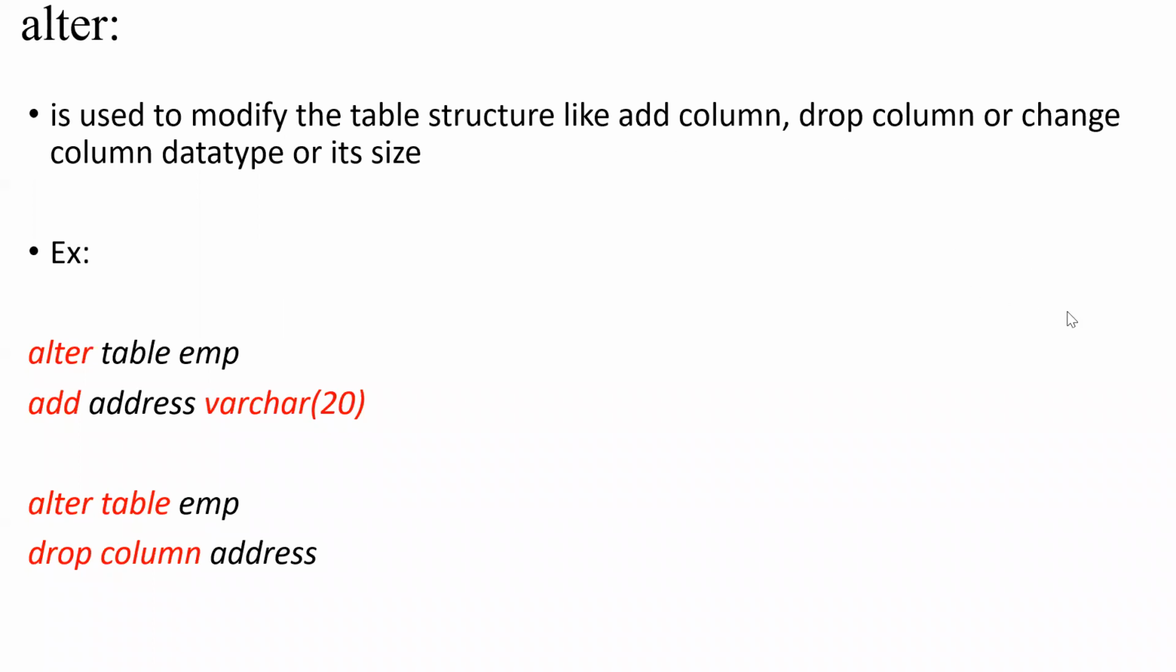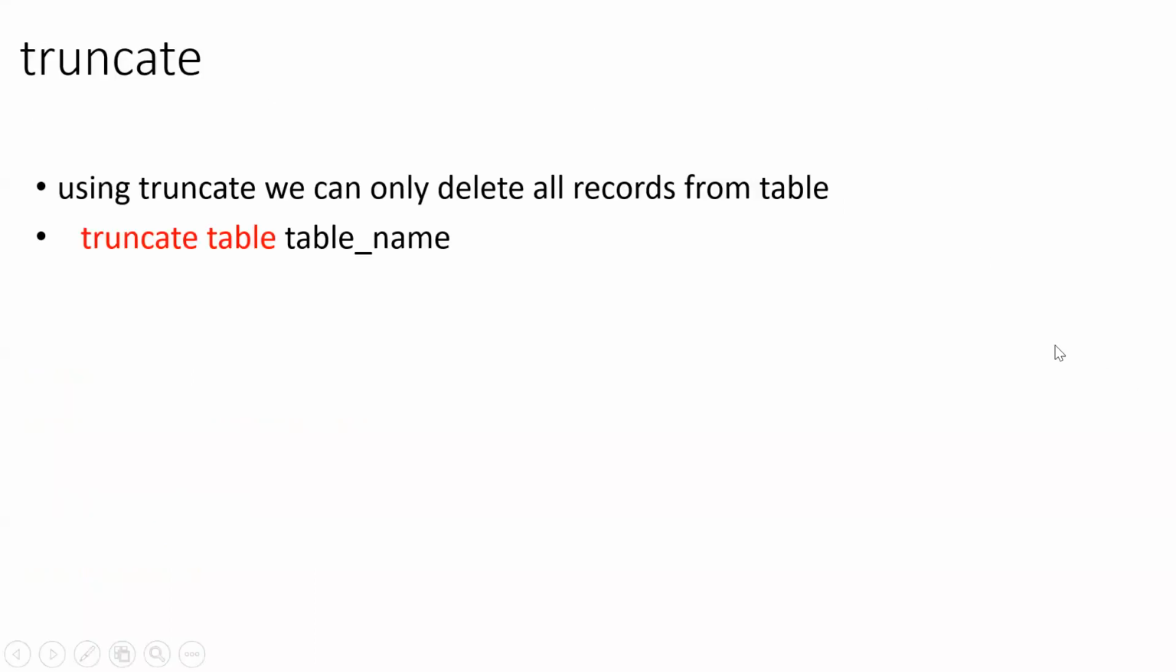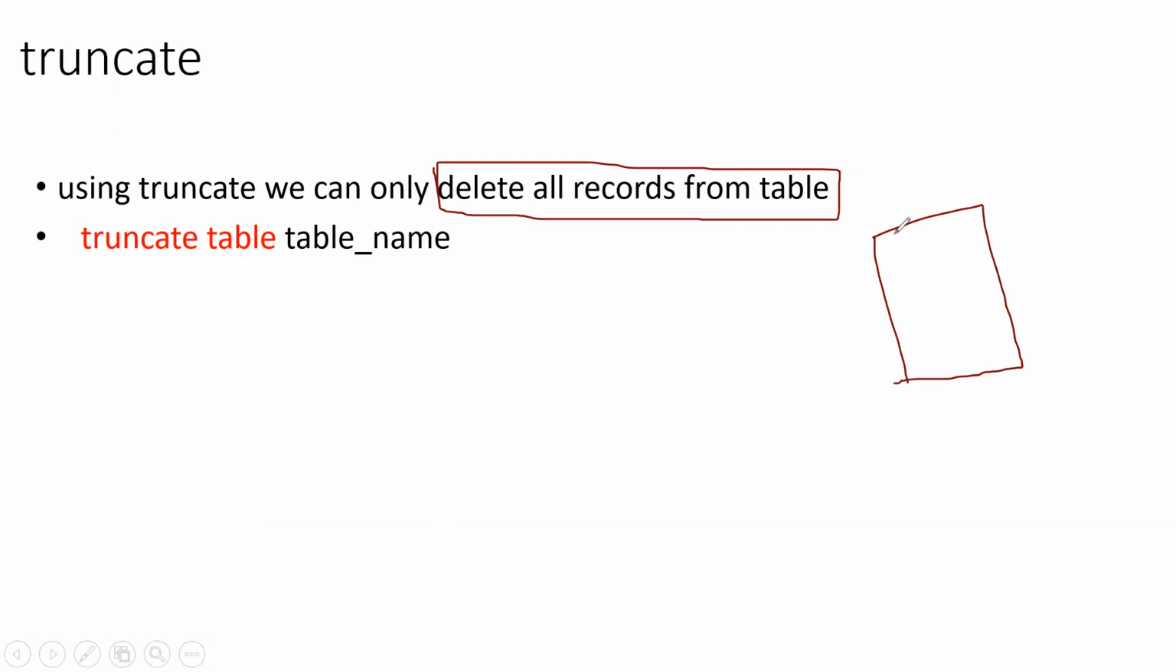Okay, first let me clear the theoretical part, then I'll enter into the code. Truncate. If we want to delete all records from the table, this is the table. Say the table name is employee, EMP. Now I want to delete everything, so I can use truncate with the table name.